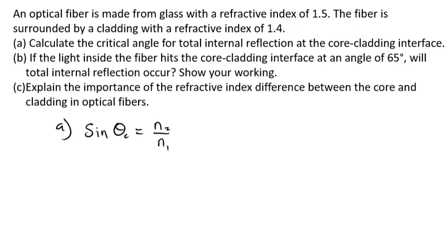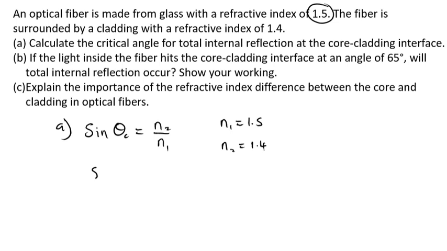So in this case, let N1 represent the refractive index of the core. That is the higher refractive index, which is 1.5. Then this will be the refractive index of the cladding, the one with a lower refractive index, which is 1.4. So now that we have this, we can go ahead and calculate theta.